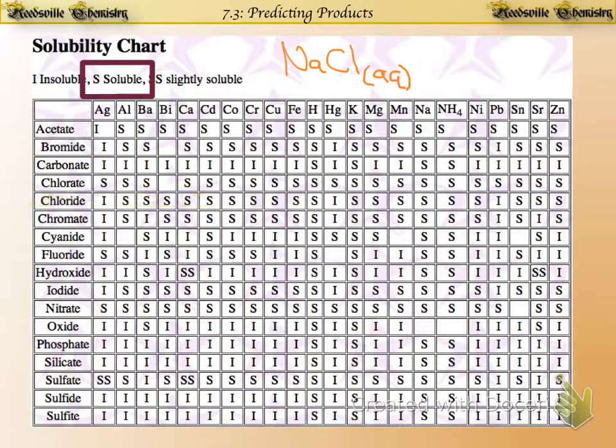Let's look at our other one now. We had calcium sulfate as the other one. So there's calcium. Where's sulfate? Here's sulfate. All right, let's go find them.